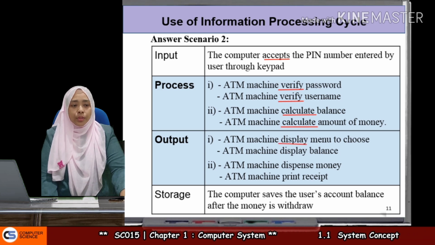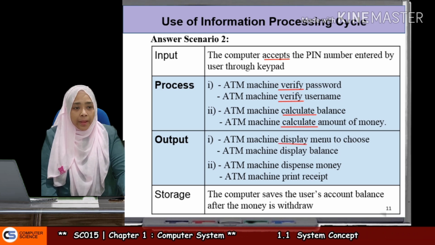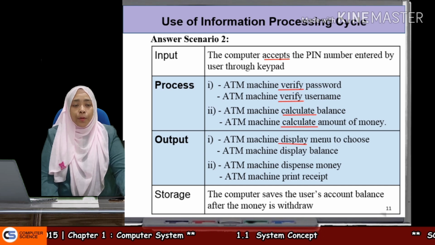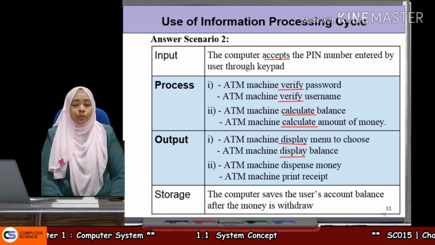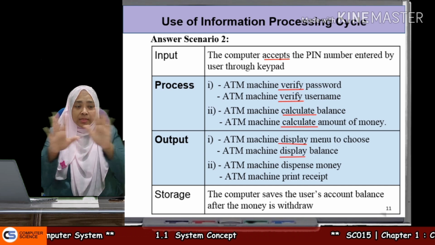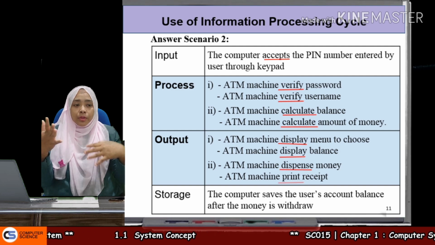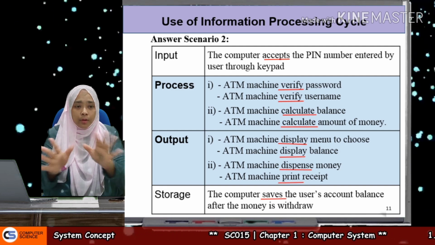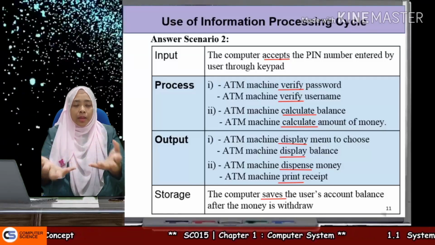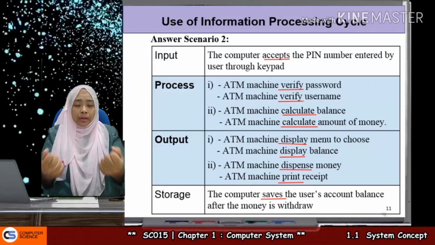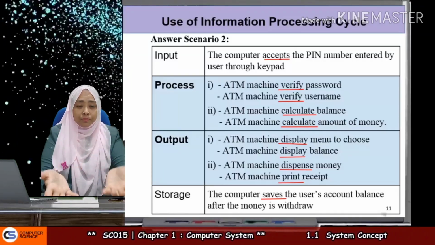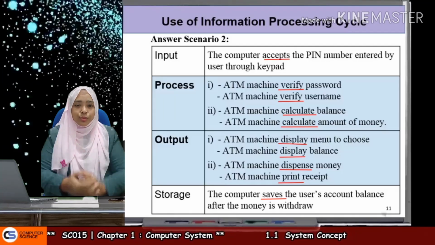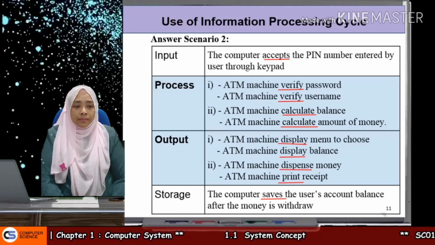Okay, next the output. The keyword is display or dispense or print. We can see the menu on the screen, which means display. We can see our balance displayed on the screen. That is all an output. And we can see that the ATM machine dispenses money. That is also an output, and the receipt.